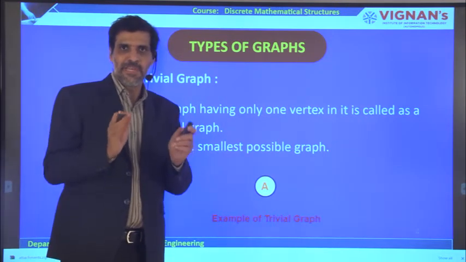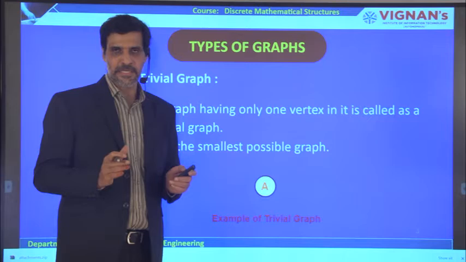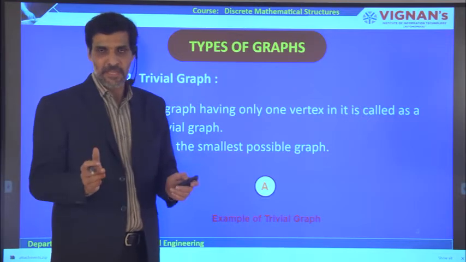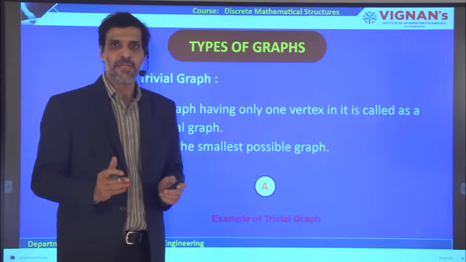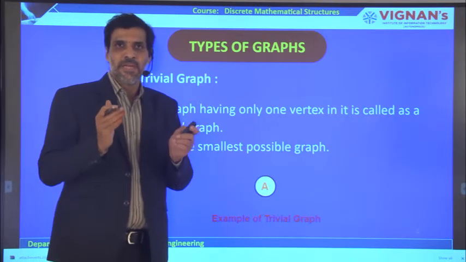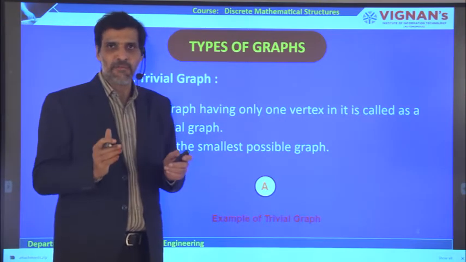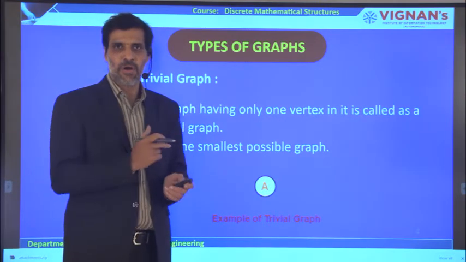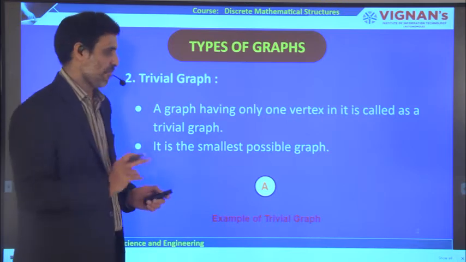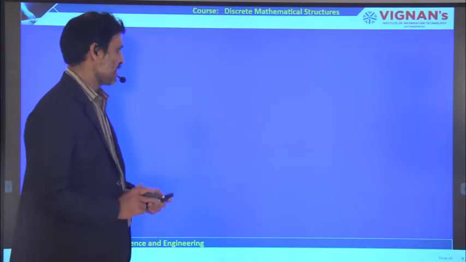The vertices may not be empty, but the edges may be empty. If the edges are empty, then we can call it a null graph. If the graph consists of only one vertex, then it is called what? A trivial graph. This is the second definition of the graph.